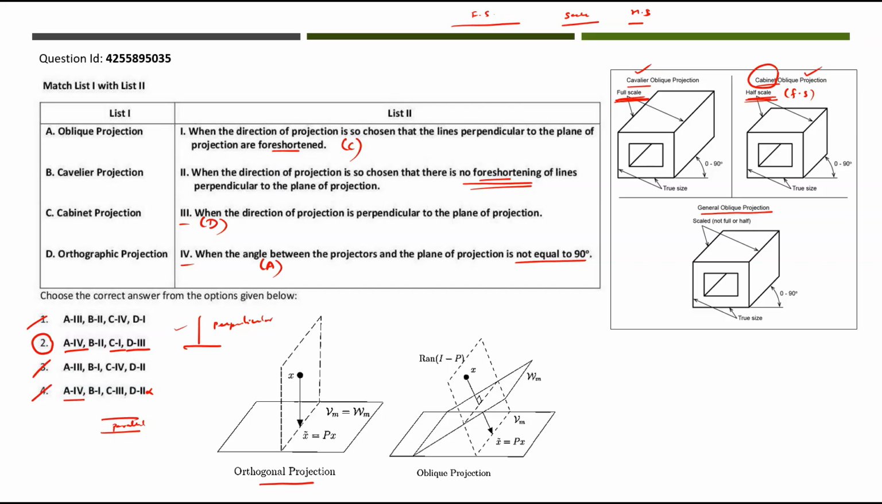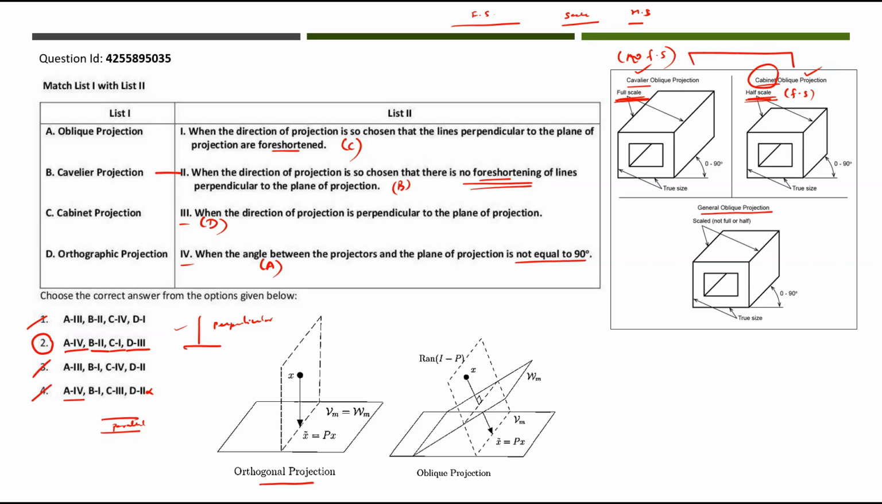You don't consider this as of now. Only compare these two diagrams. I am just telling you how it differs from oblique projection. This is just to give an overall idea. This no foreshortening is the clue for full scale here. So B will be mapping to 2. B2 is also here. Orthogonal is talking about the direction of projection is perpendicular to the plane of projection.